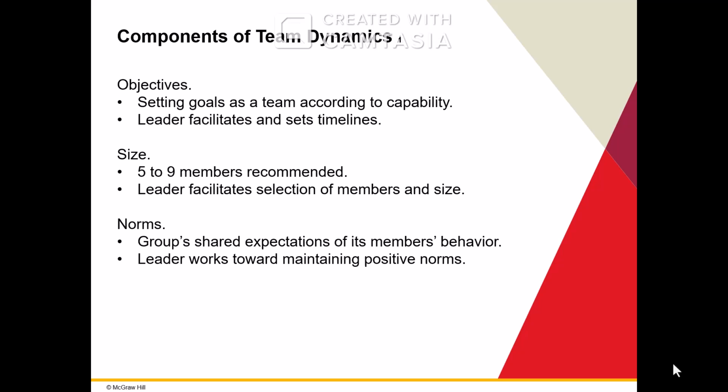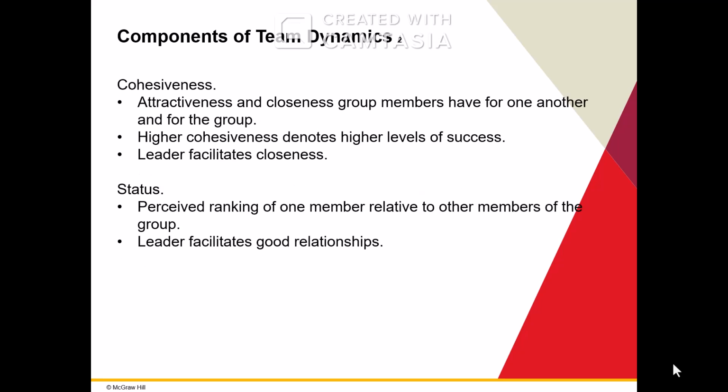Objectives, setting goals as a team according to capability, where the leader facilitates and sets timelines. Then size, 5 to 9 members recommended, where the leader facilitates selection of members and size. Then norms, the group's shared expectations of its members' behavior. So sharing expectations of each member is very important, and the leader needs to work toward maintaining positive norms. And cohesiveness is the attractiveness and closeness group members should have for one another and for the group. And of course, higher cohesiveness denotes a higher level of success. Leaders need to facilitate closeness as well.